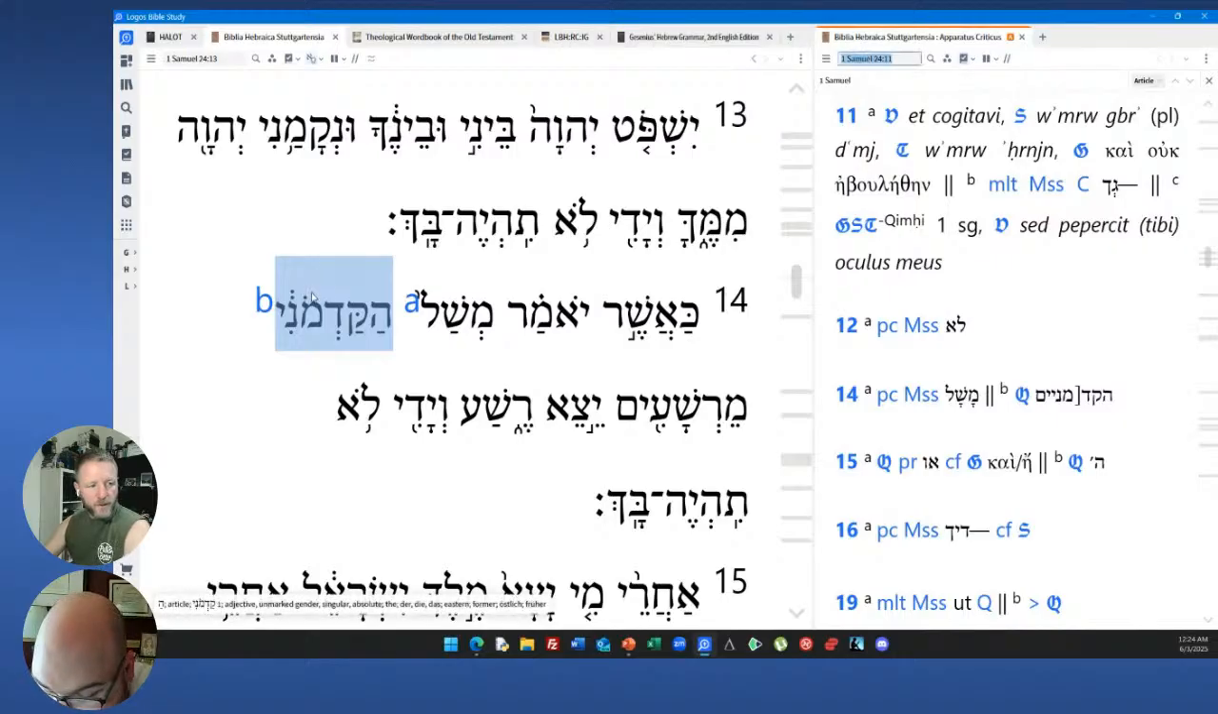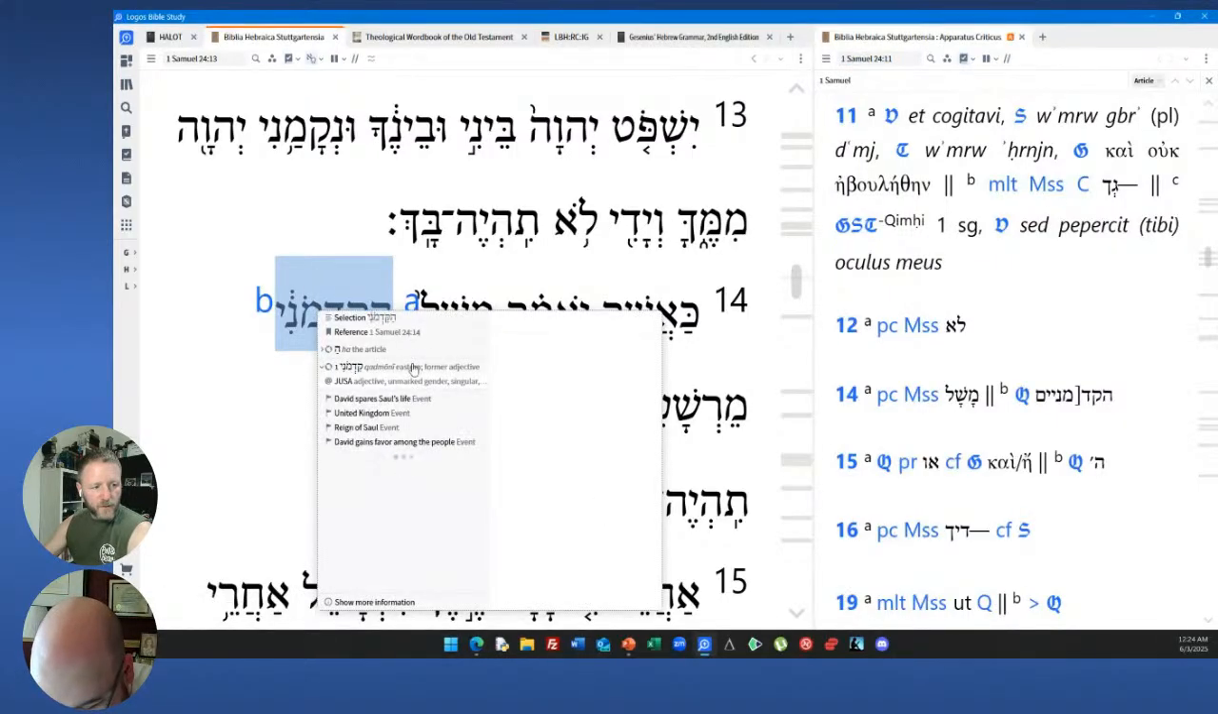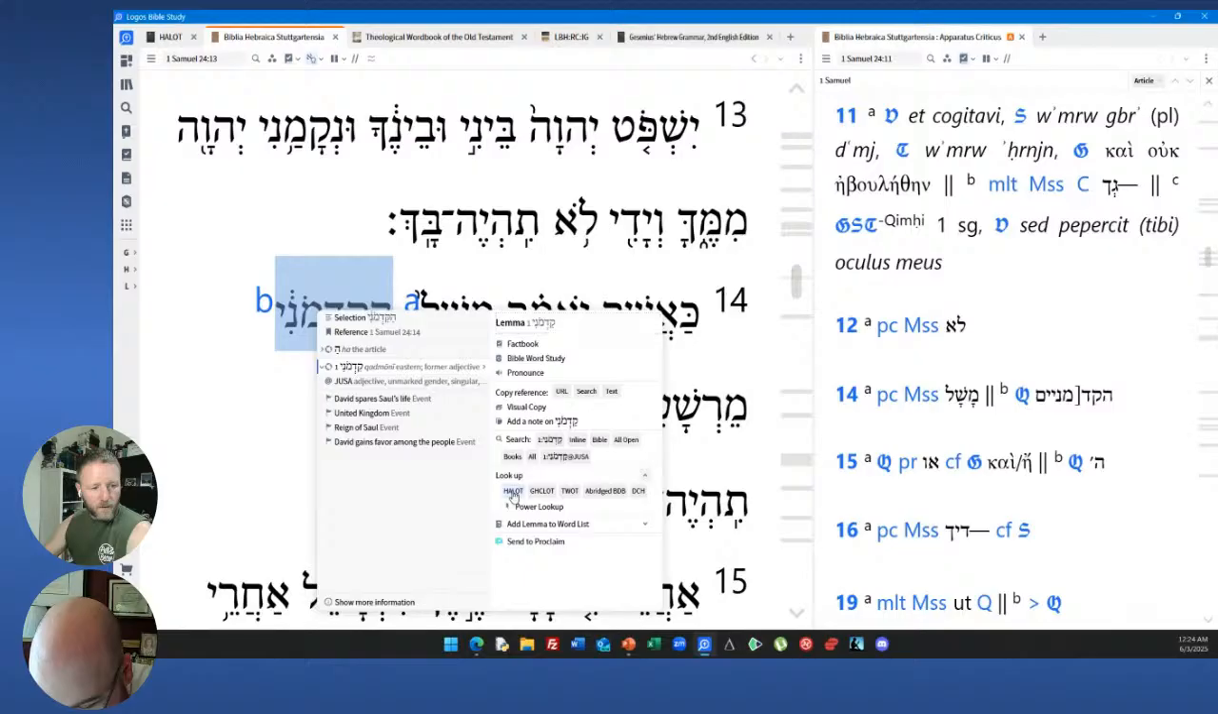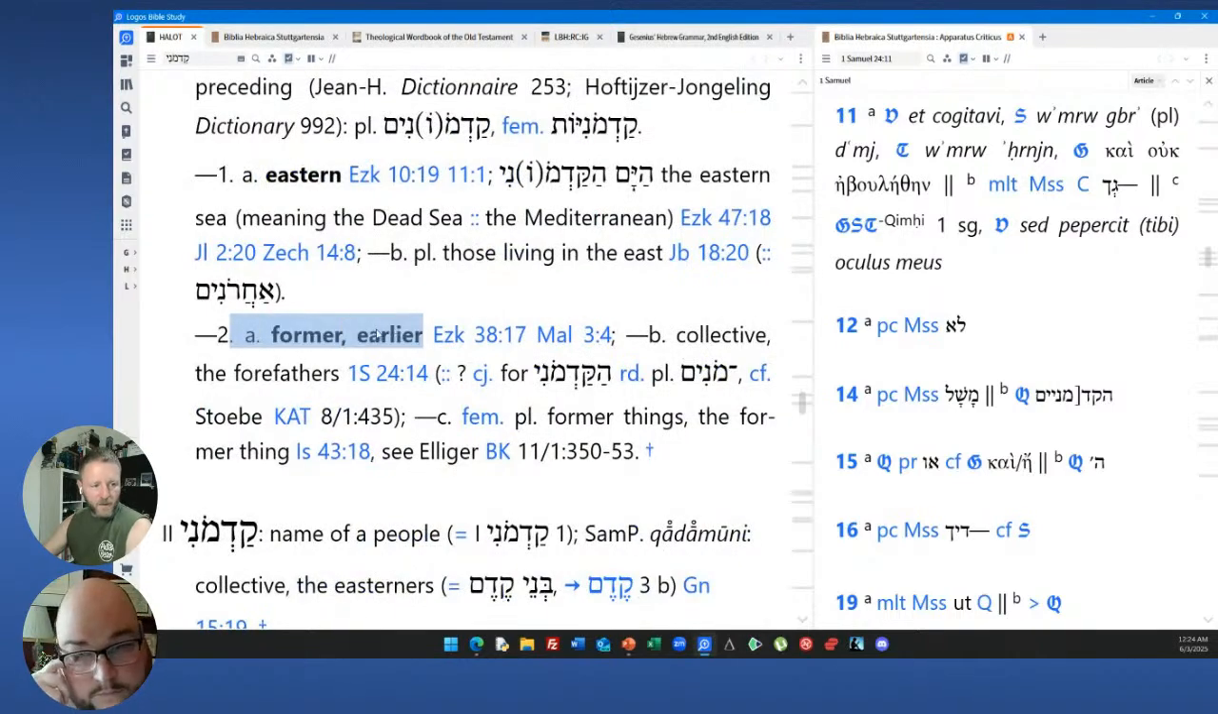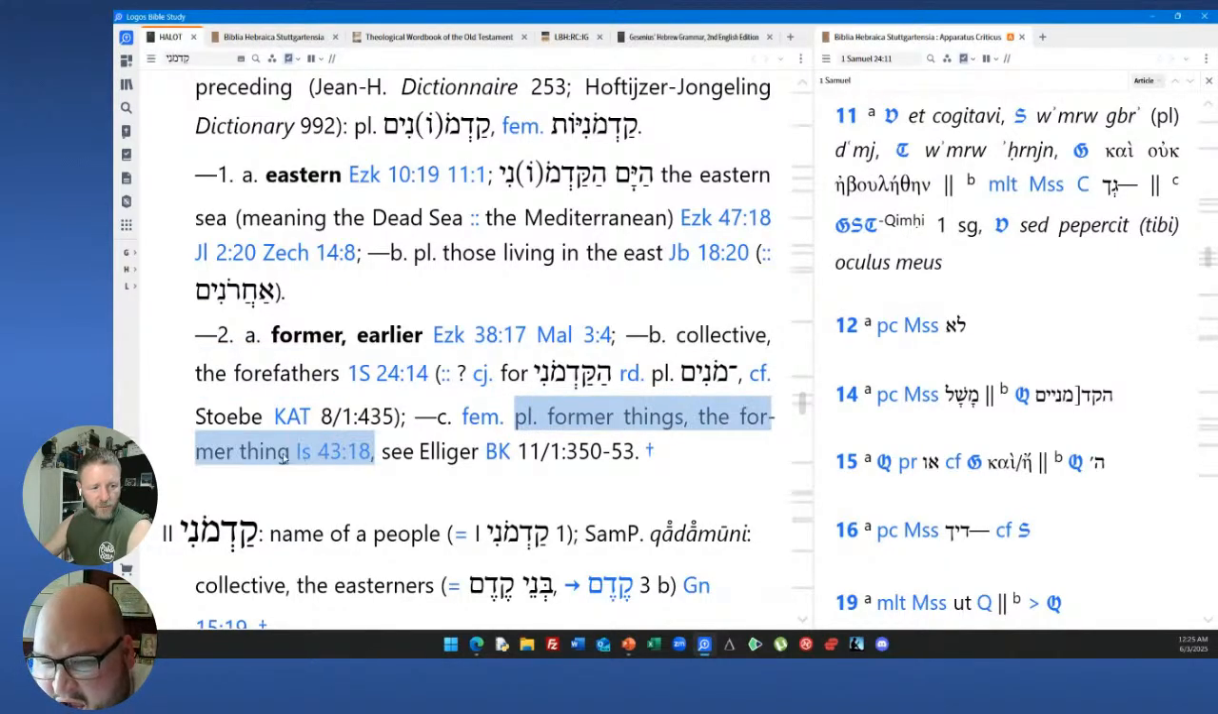But let's just check HALOT real quick, and then we'll check. There seems to be a textual thing that we'll look at. So HALOT says kadmoni, original, primeval, prehistoric, old. Like that's from Mishnaic Hebrew. In the Bible, former or oral, earlier, collective, the forefathers. Okay. As feminine, it's plural things, the former things. Okay. Look at the second one though.